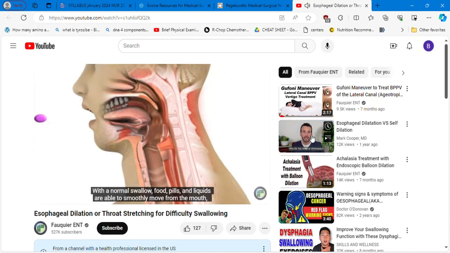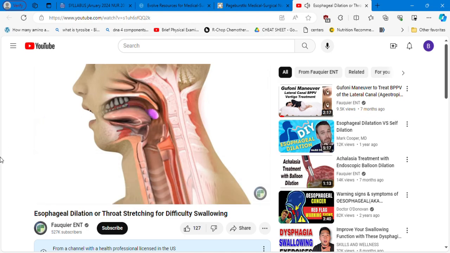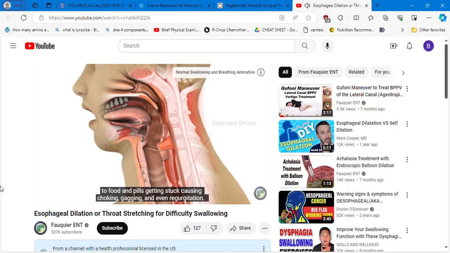With a normal swallow, food, pills, and liquids are able to smoothly move from the mouth, through the esophagus, and down into the stomach without any difficulty. However, a blockage of some type can develop in the esophagus, leading to food and pills getting stuck, causing choking, gagging, and even regurgitation. This blockage can be due to a web, stricture, or stenosis of some type.